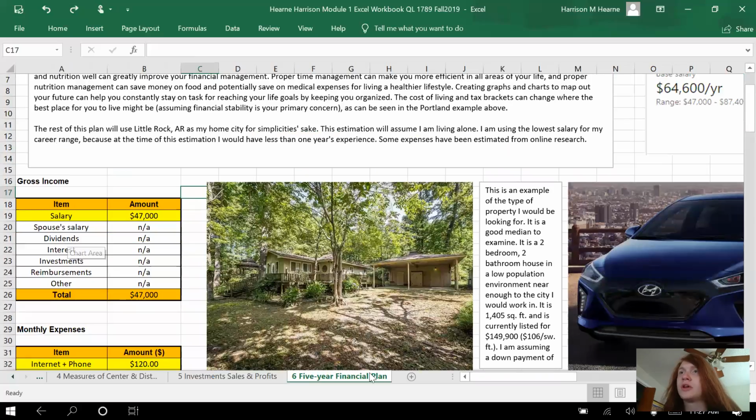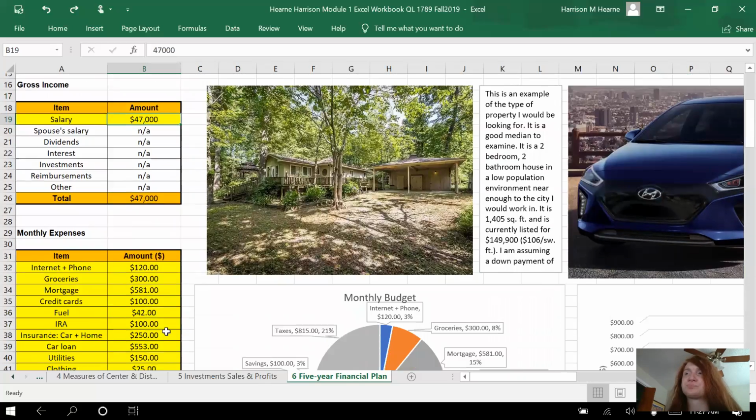So we can see here, this is my gross income. I just made it a flat, nice, even 47,000. For the purposes of this, I didn't include any of the other rest of these numbers. It gets a little more complicated. I would be making investments, I would be making interest, and I may or may not have a spouse's salary contributing to this overall household income. But for simplicity, we're just going to use this $47,000 as the gross income.